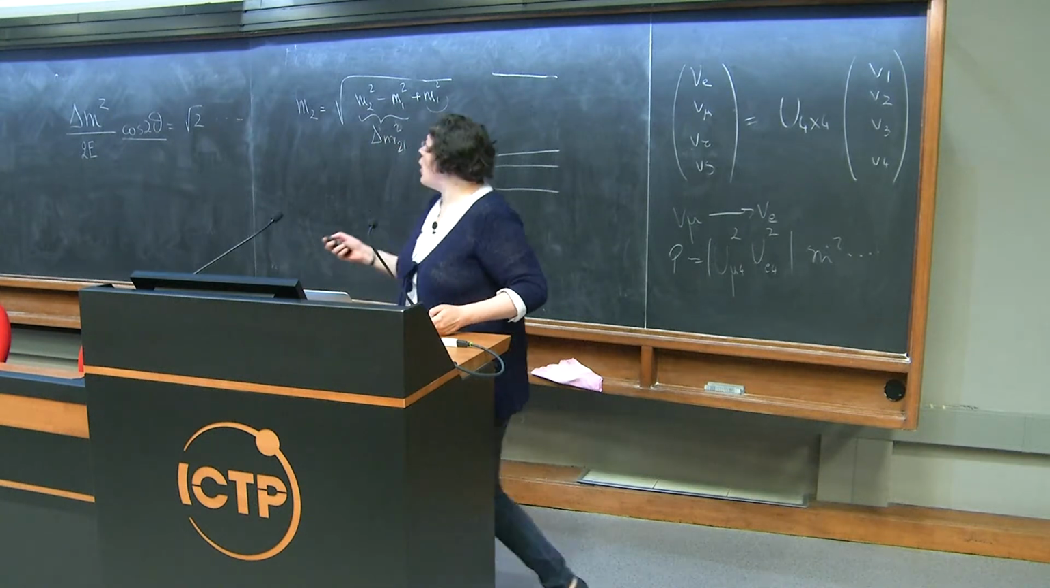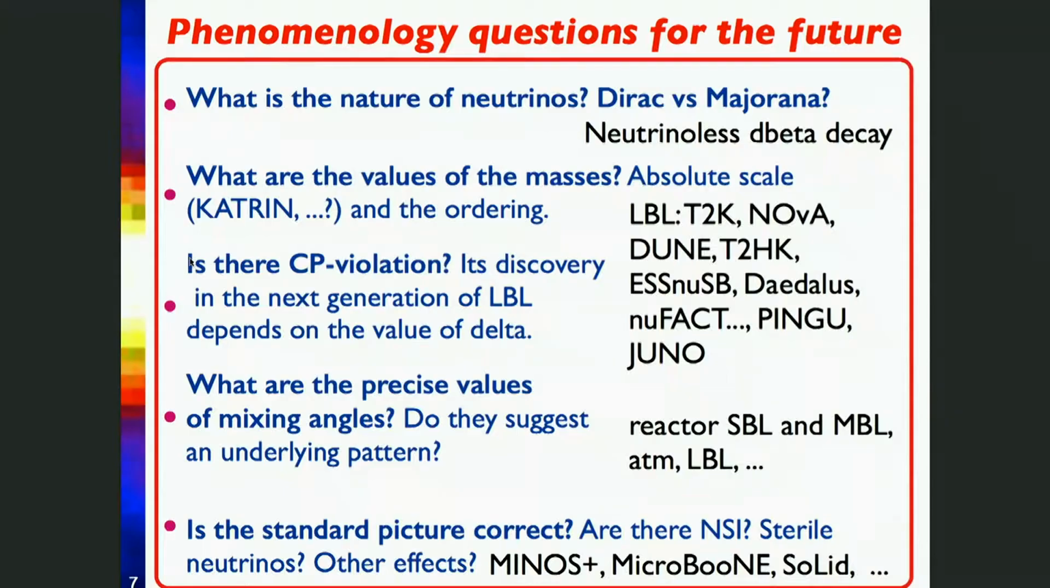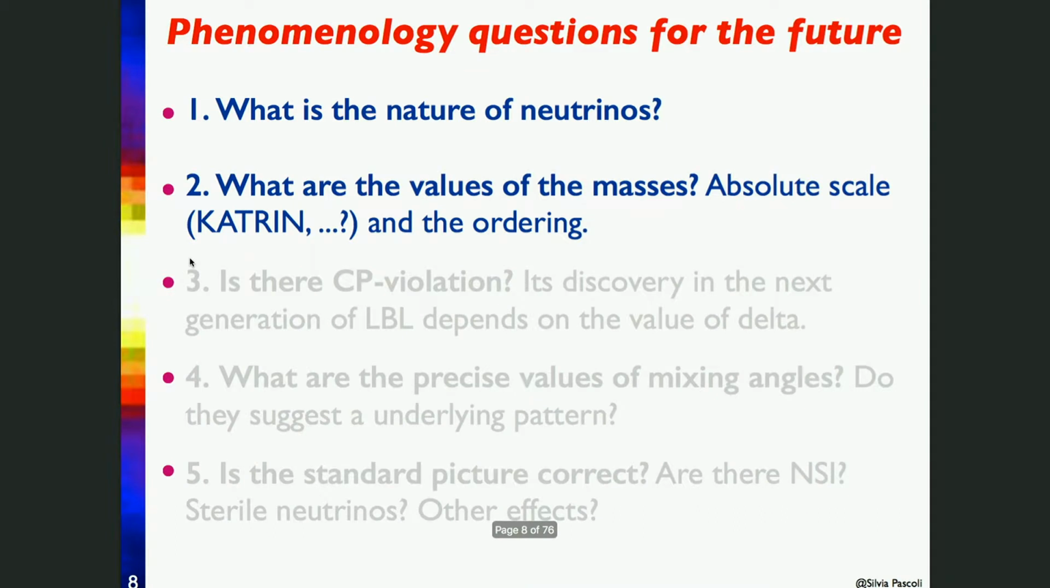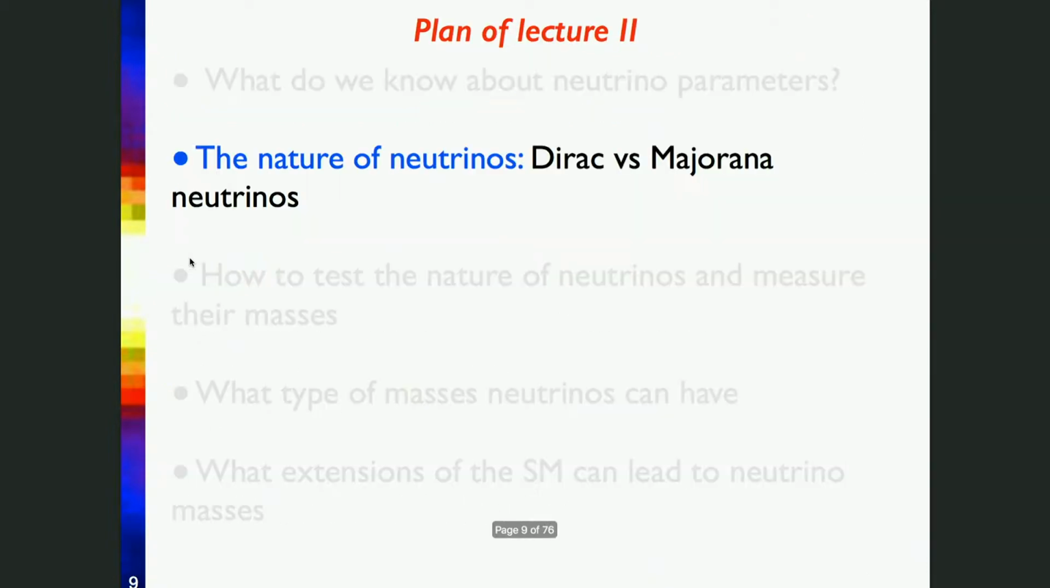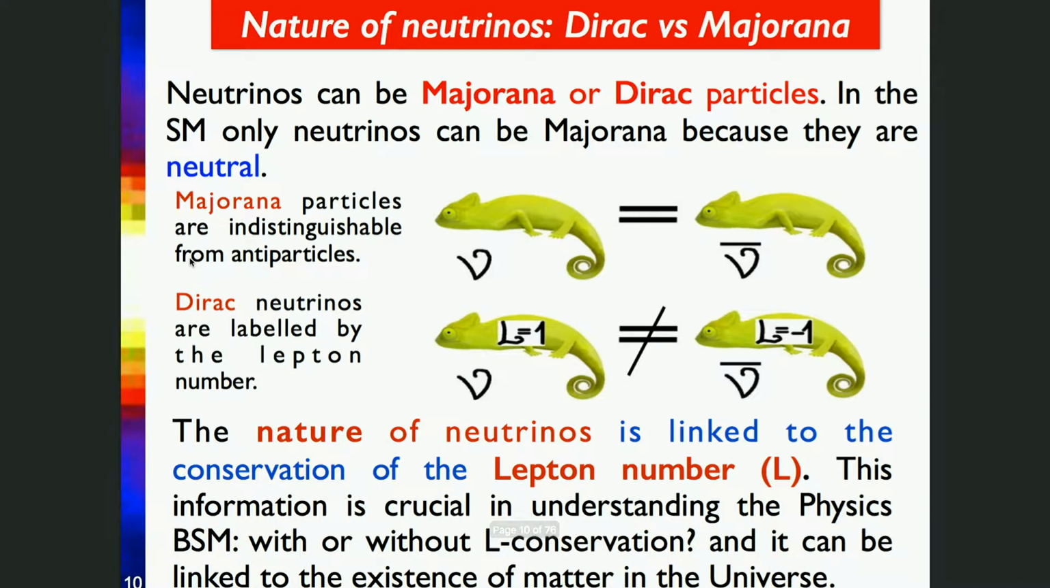So as I mentioned, there are lots of experiments which can address these questions. We're going to look at some of them. But let's focus today on the questions which relate to neutrino masses, in particular the nature of neutrinos and the measurement of neutrino masses. Let's first see how we can get the information we need from experiments. So actually I move to the board. Let's talk about the nature of neutrinos.